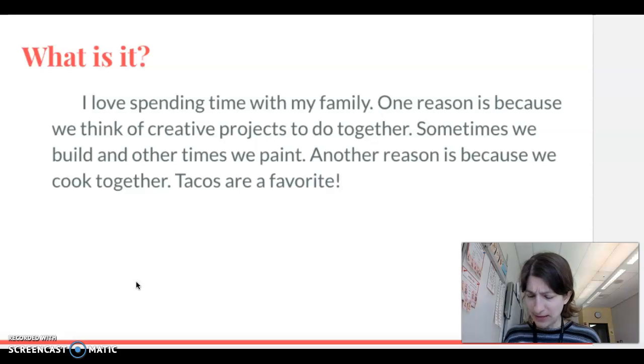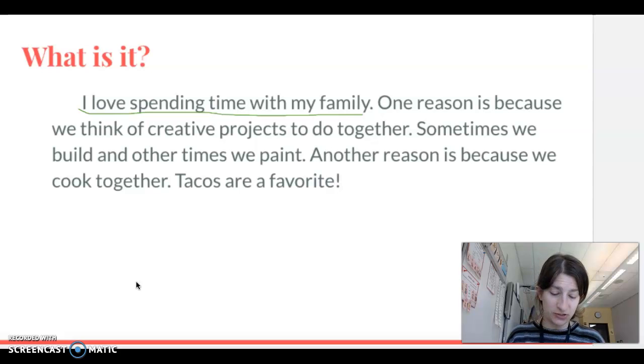So let me add a few colors here. So I started with my topic sentence. Then I added in two details, and I started with transition words. One reason and another reason. Now I need to add my conclusion or my ending.